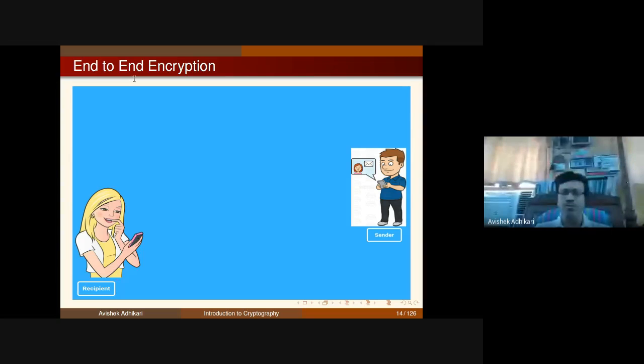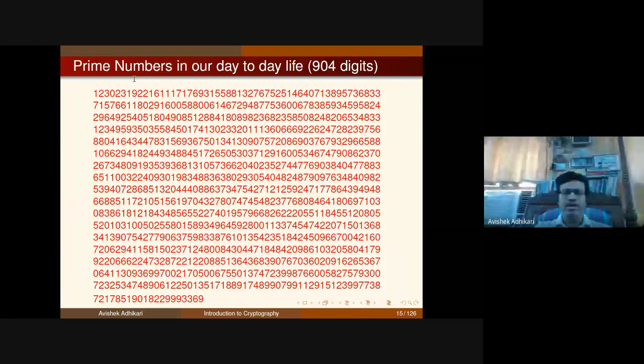For them it's easy to understand, but I will just give you a broader idea. But if somebody is interested, nobody can stop him or her from studying end-to-end encryption. That's freely available online. So anyway, everywhere in security aspects, prime numbers play an important role.